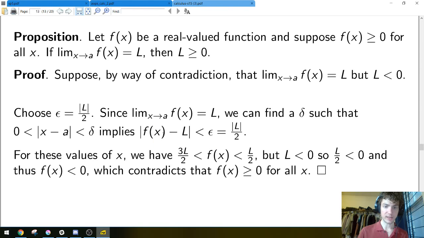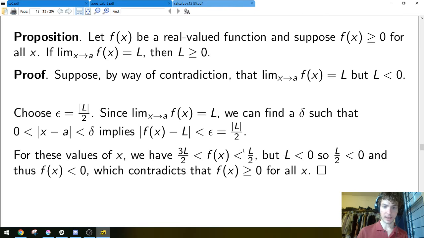Because if f of x is within distance absolute value of L over 2 of L, the smallest it could be is L minus absolute value of L over 2, which is 3L over 2 since L is negative. The biggest it could be, on the other side, is L plus the absolute value of L over 2. But since L is negative, L plus the absolute value of L over 2 is simply L over 2. So I've converted this inequality into this chain.